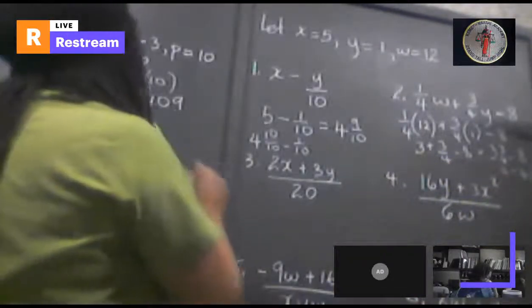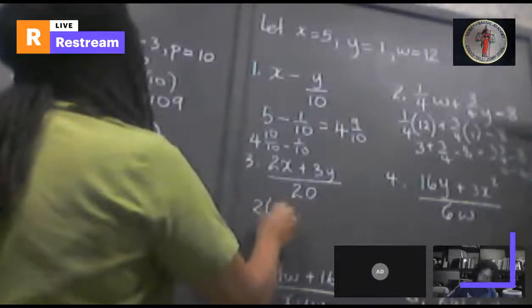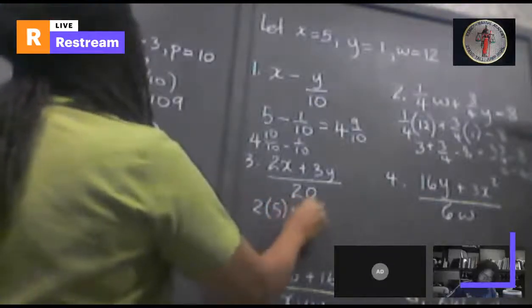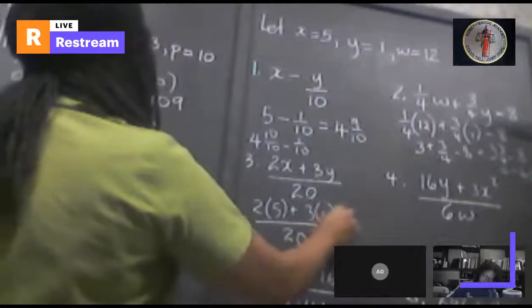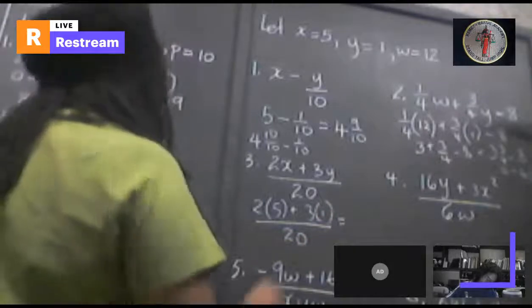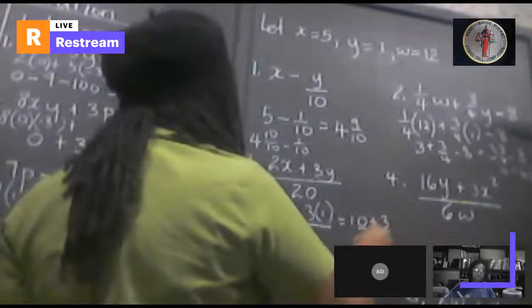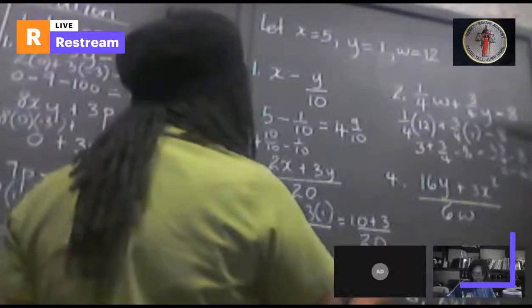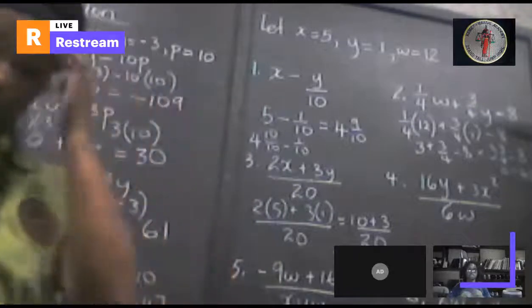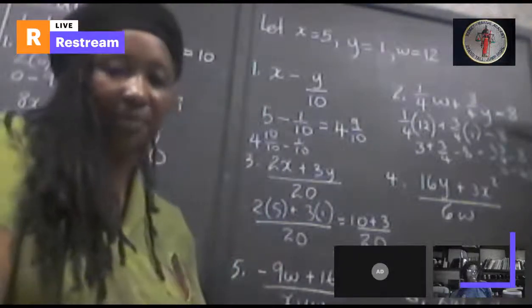All right. So here we have now 2x plus 3y over 20. So 2 times 5 plus 3 times 1 over 20. Yes. 2 5s, 10, plus 3, which is 13 over 20. And that cannot be reduced. No, miss, because 13 is a prime number. Right. So 13 over 20.